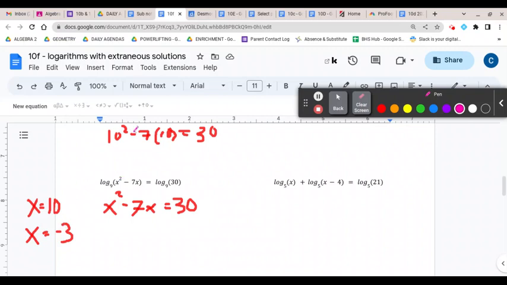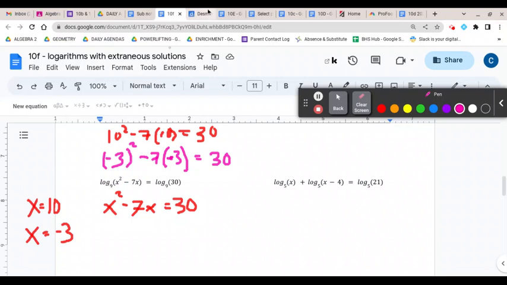If we plugged in negative 3 for x, we'd have negative 3 squared minus 7 times negative 3. Now, negative 3 squared is 9. Negative 7 times negative 3 is positive 21. So 9 plus 21 is 30. And so, again, we plug in either 10 or negative 3, we get 30 for this thing here. All right. We get 30 for this. And so there really shouldn't be a problem.